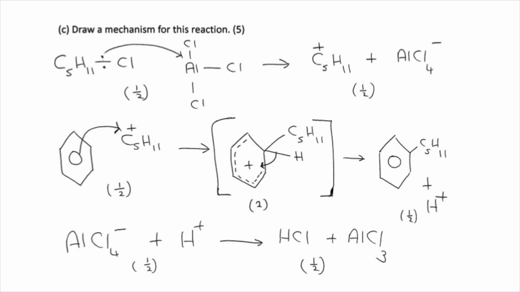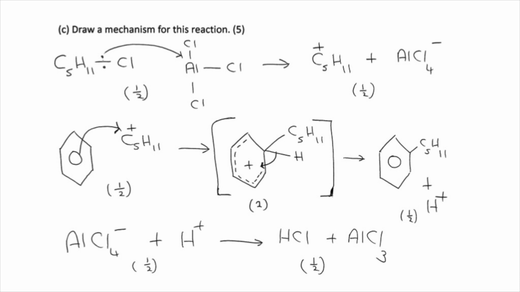Now there's 2 marks for drawing this intermediate correctly, with the dashed line denoting the broken delocalized ring of electrons, the positive charge, having the C5H11 and the hydrogen both joined on, and realizing that a hydrogen is lost from this intermediate, so a pair of electrons move into the ring. So there's 2 marks for getting this intermediate correct. Now when the hydrogen is lost from this intermediate, I'm left with pentyl benzene and H+. Correctly identifying that H+ is a product here gets you half a mark.